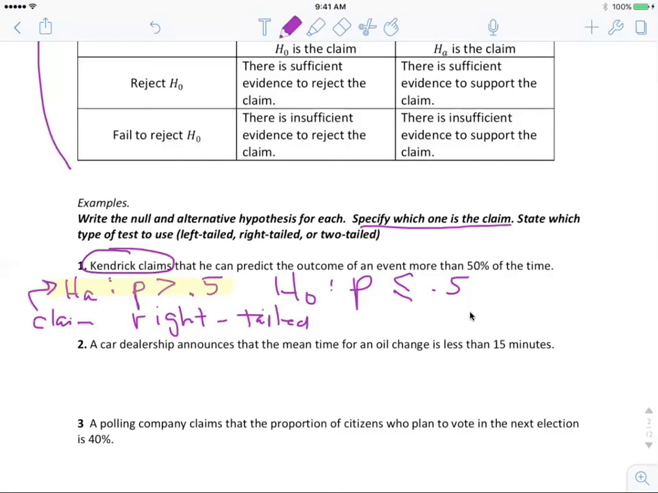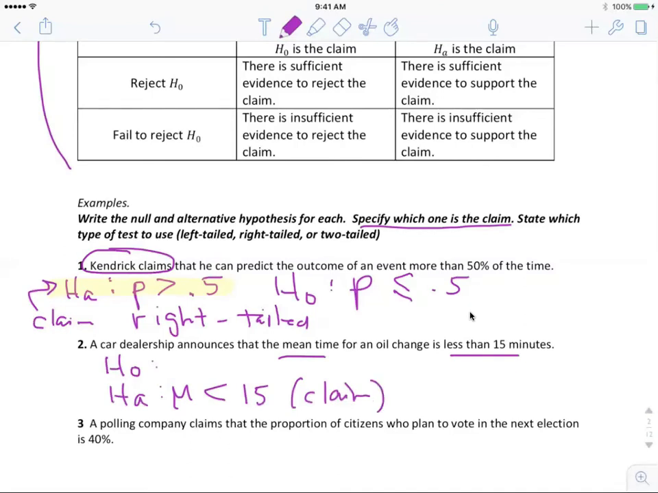Typically what you do, so let's look at number 2, you'll see it more like this, H0, HA, and then write one on top of the other. A lot of these for you will be multiple choice when you do the homework. Okay, so this one, a car dealership announces that the mean for an oil change is less than 15. So strictly less than 15 is an H sub A statement. And because it says mean this time, I'm going to use the correct symbol mu. Population mean is less than 15. That is the claim.